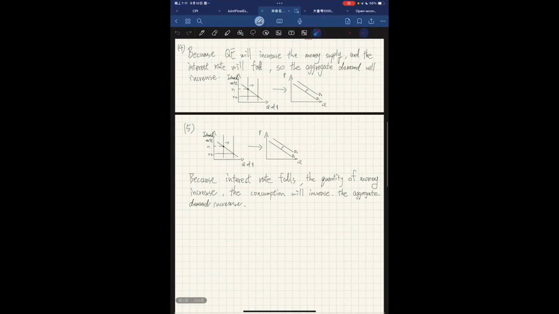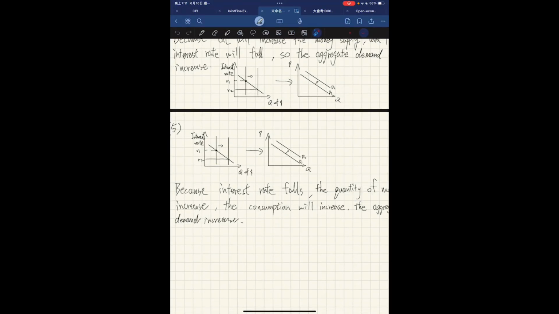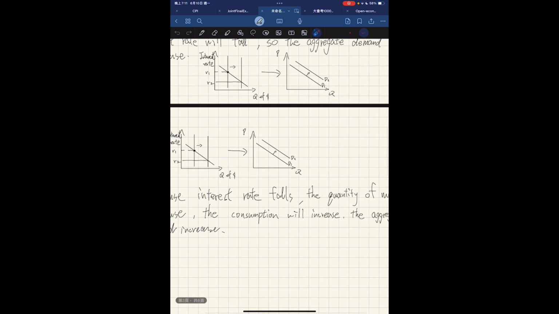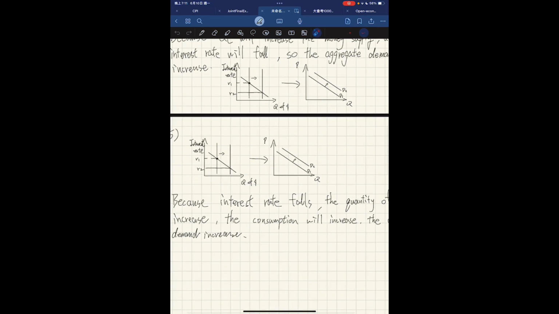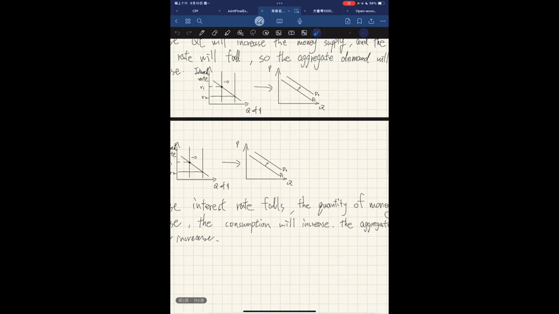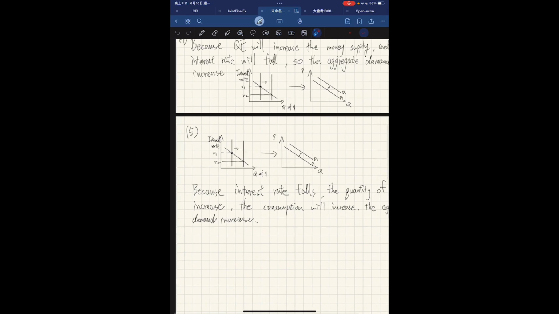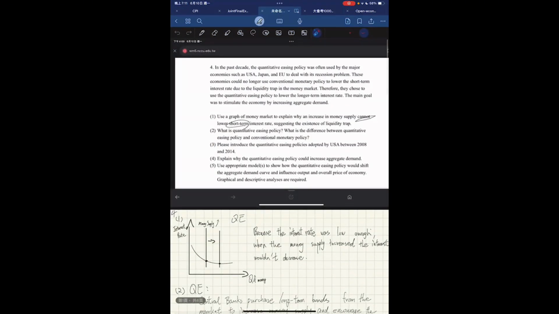And the number 5 is just because the interest rate falls, the quantity of money increases, the consumption will increase, and the aggregate demand will increase too. Yeah, this is question 4.